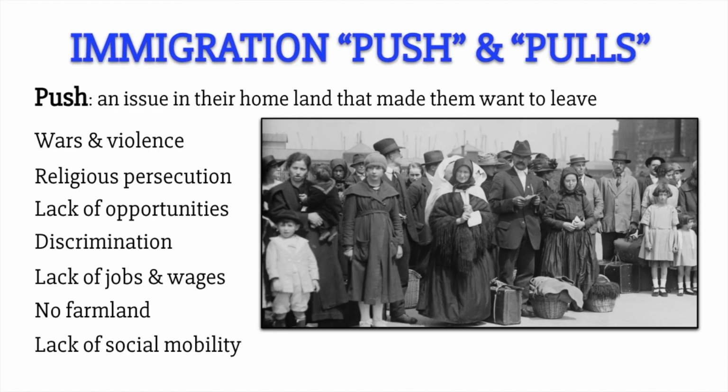Now, what is causing immigrants to leave their countries? Well, in terms of immigration, we typically talk about push factors and pull factors. So a push factor would be an issue in their homeland that made them want to leave in the first place, something that is pushing them out. Anything from wars and violence to religious persecution, the lack of opportunities, discrimination, the lack of jobs and decent wages, no access to their own land to farm, as well as a lack of social mobility. These would all be factors that would push people to leave their homeland and go find opportunity elsewhere.